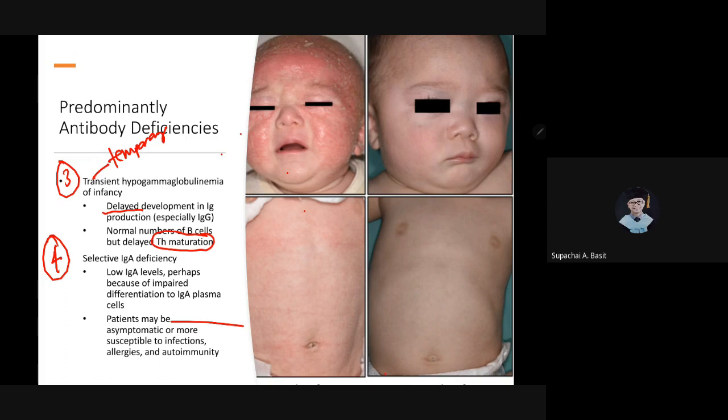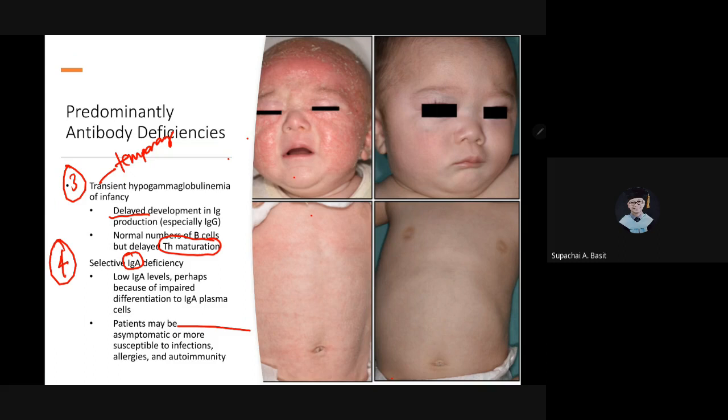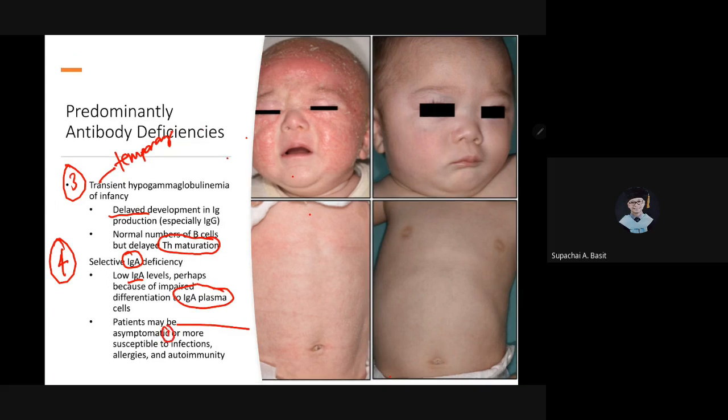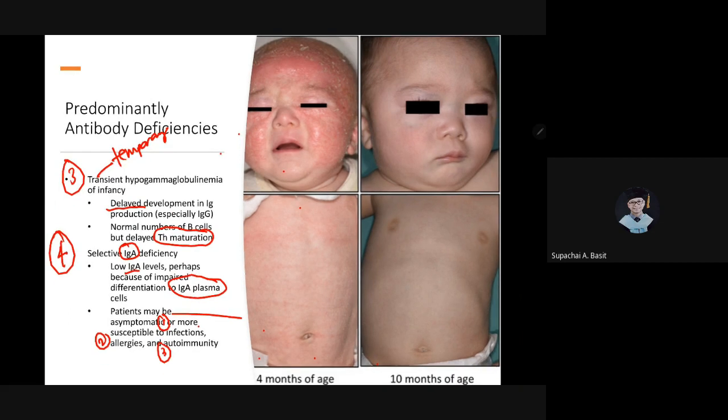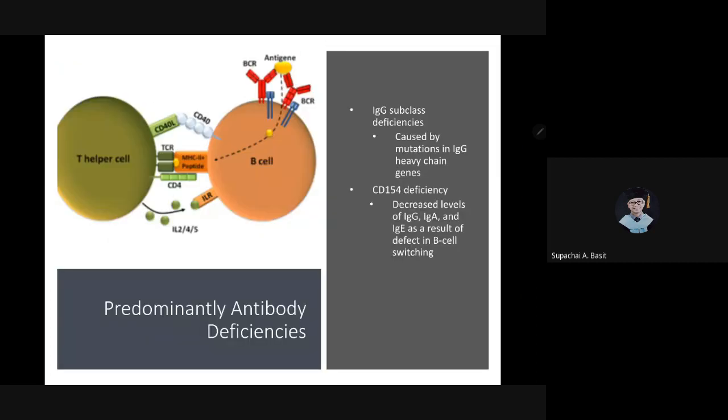selective IgA deficiency. So obviously, the only immunoglobulin that is affected here is IgA. So you will have a low level of IgA, perhaps because of impaired differentiation of IgA plasma cells. So patients may be asymptomatic or more susceptible to infections, allergy, and even autoimmunity. Okay, so that is the fourth example.